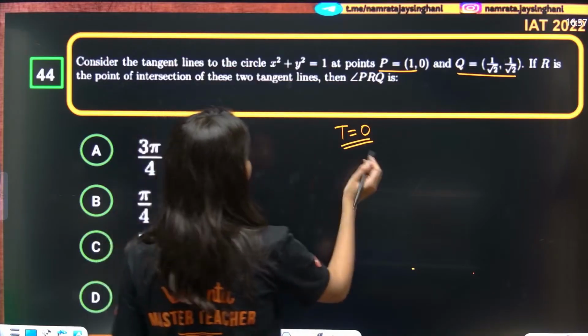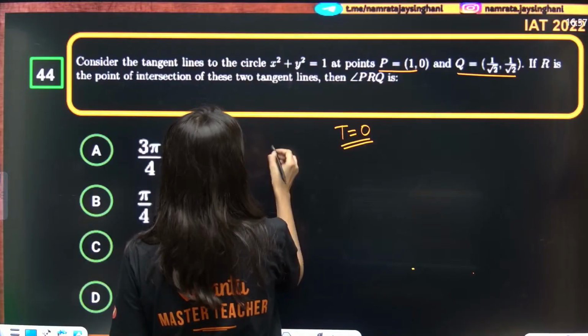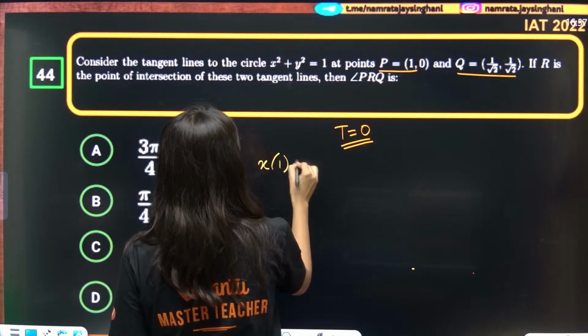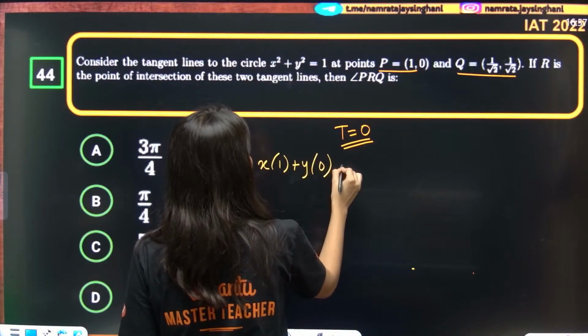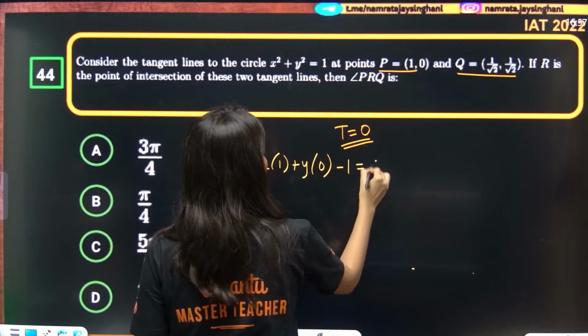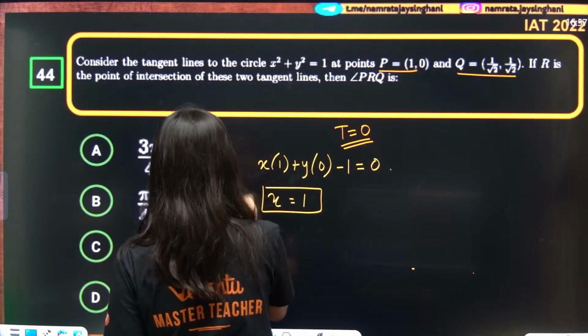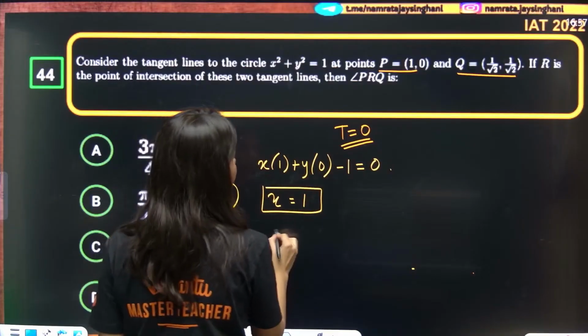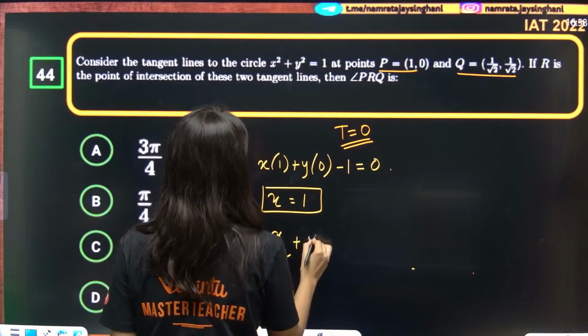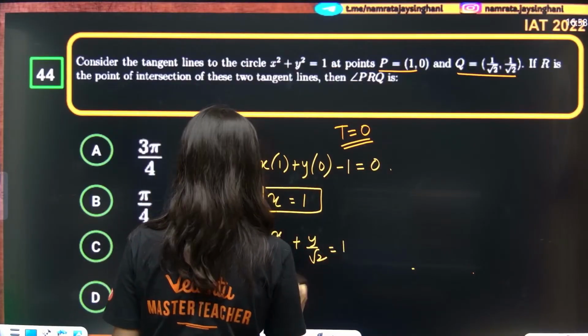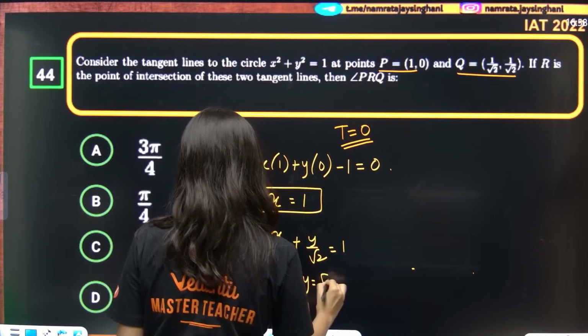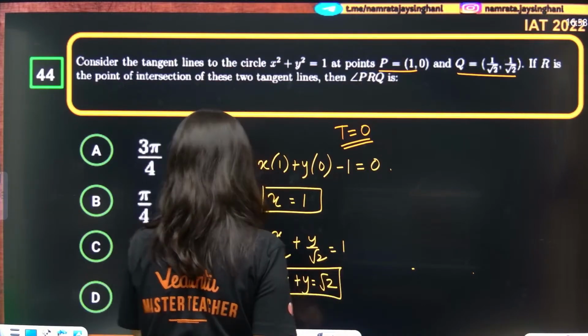Alright. t is equal to 0. So x·1 plus y·1 minus 1 is equal to 0. So x equals 1 is your equation of tangent 1. The second tangent is x/√2 plus y/√2 equals 1. So x plus y is nothing but √2.